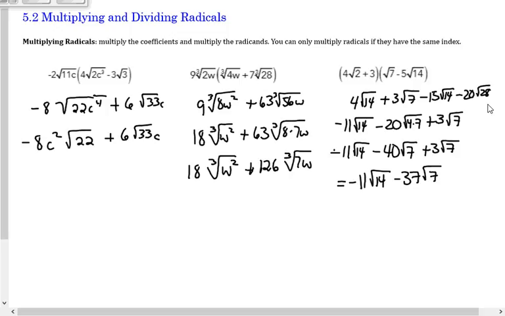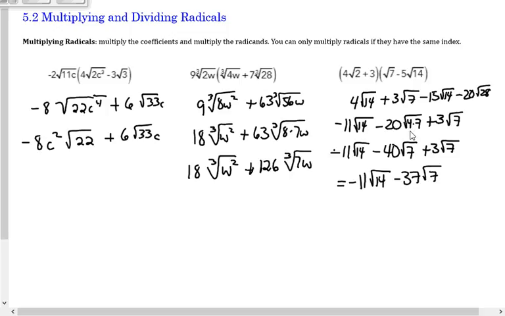Now we need to work on simplifying. So we're going to simplify our like terms. 4 root 14 can be combined with negative 15 root 14 to give us negative 11 root 14. Negative 20 root 28 can be rewritten as 4 multiplied by 7, because that will give us a perfect square factor here, which will simplify in the next step. And then 3 root 7 will just stay the same. So we're left with negative 11 root 14.